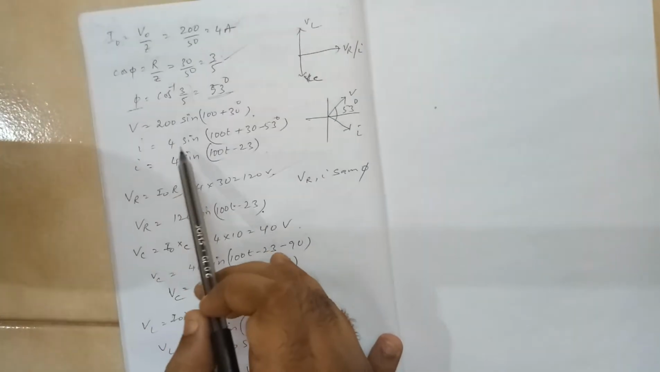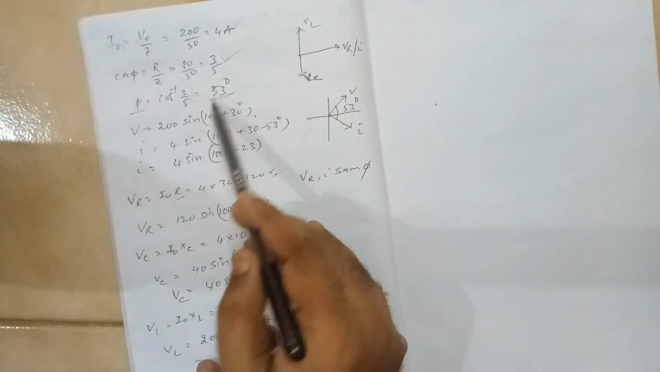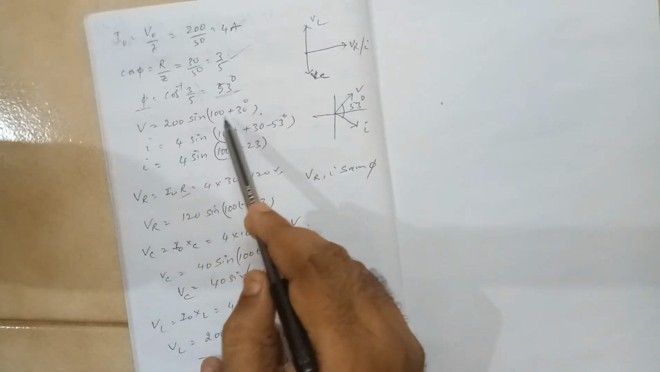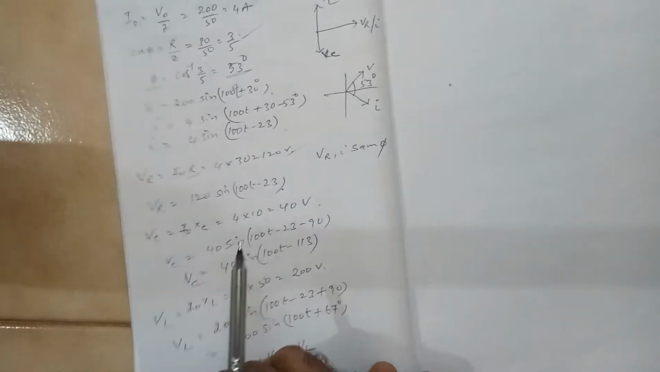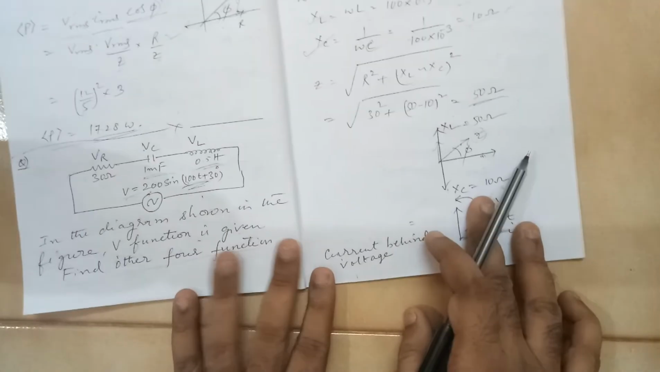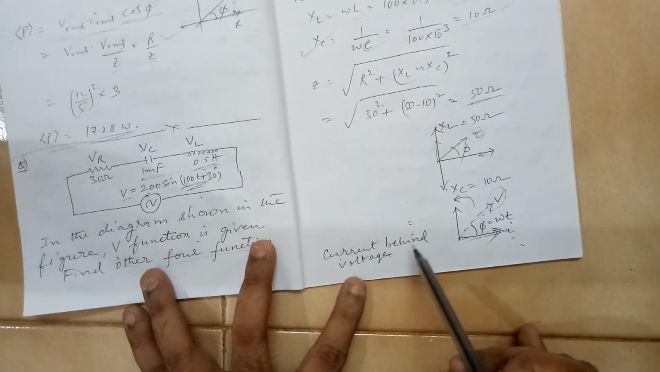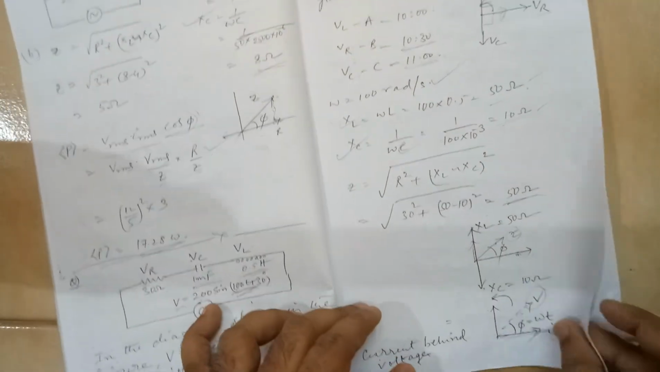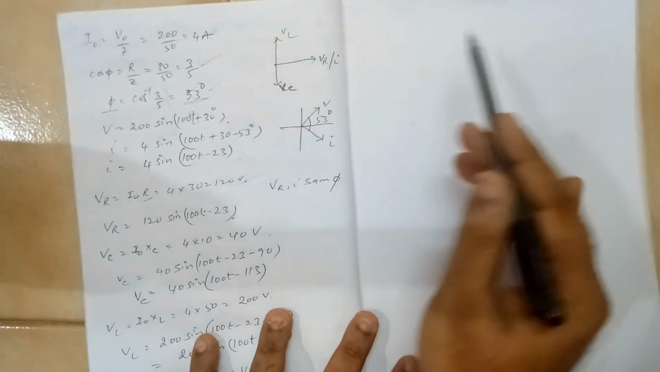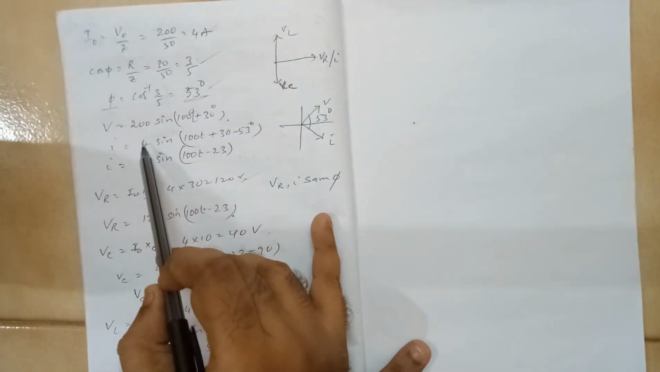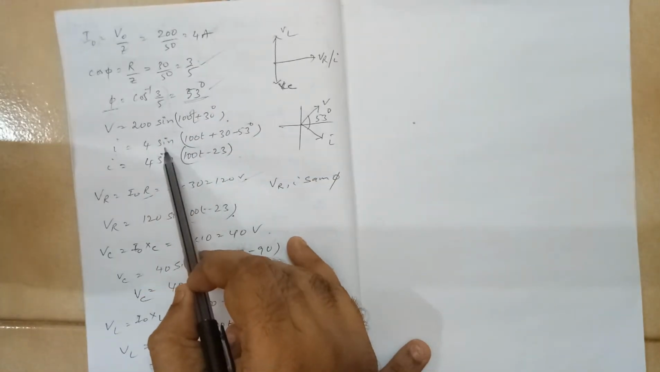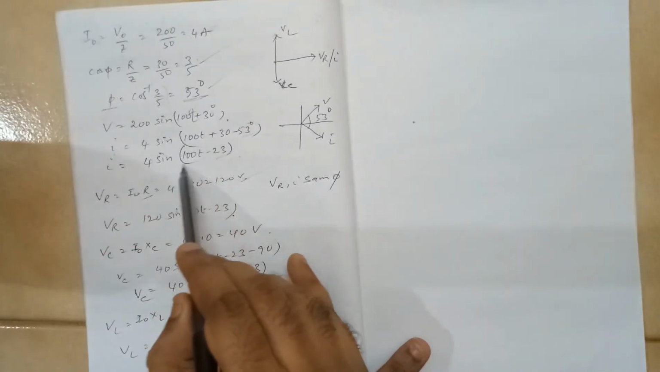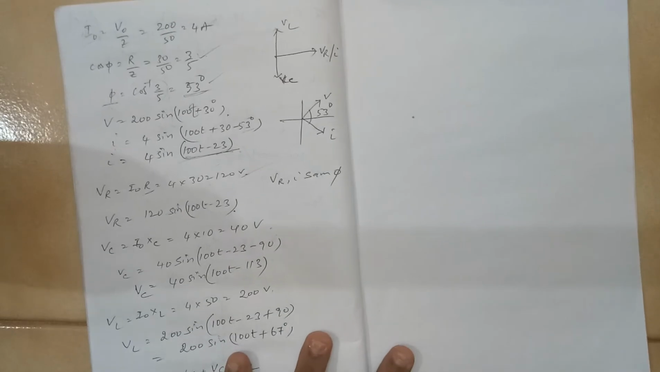And similarly, a small point we have missed: the V value you got is 200 sine 100t plus 30. This is what is given in the question. Here we have just concluded that current is behind voltage by phi, which has come to be 53 degrees. So I0 is 4 sine of this minus 53, so it will be 100t minus 23. I will be with this phase.